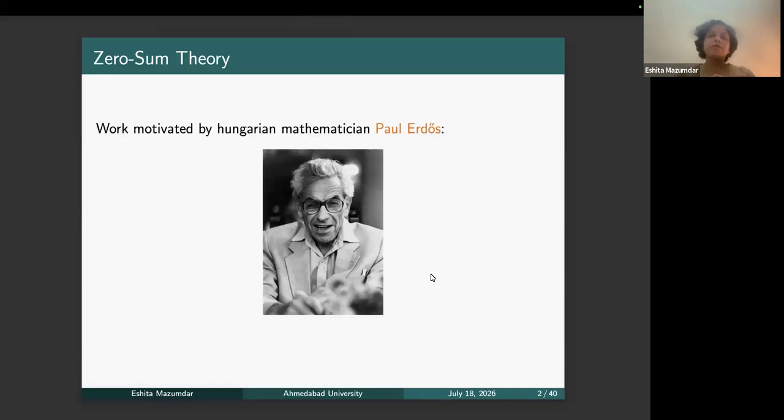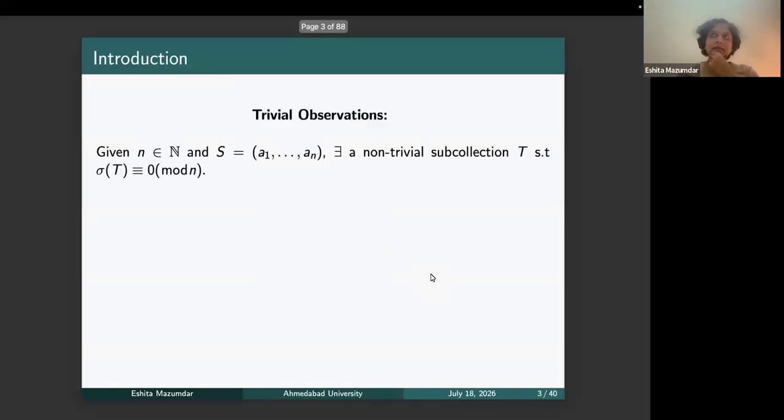This zero-sum theory was mainly motivated by the work of Paul Erdős, and the whole study started in 1961. There is a trivial observation one can notice: let's say I'm considering any n numbers, where repetitions are allowed, and I'm talking about integers. Then I can conclude that there is a subcollection whose sum is 0 modulo n, that is, it is divisible by n.